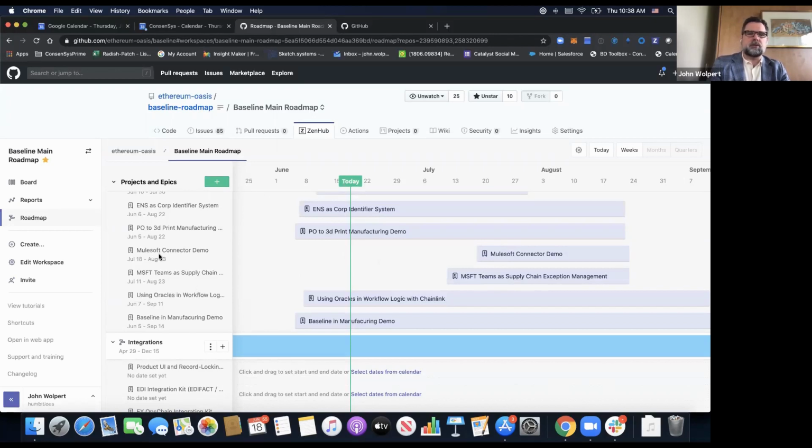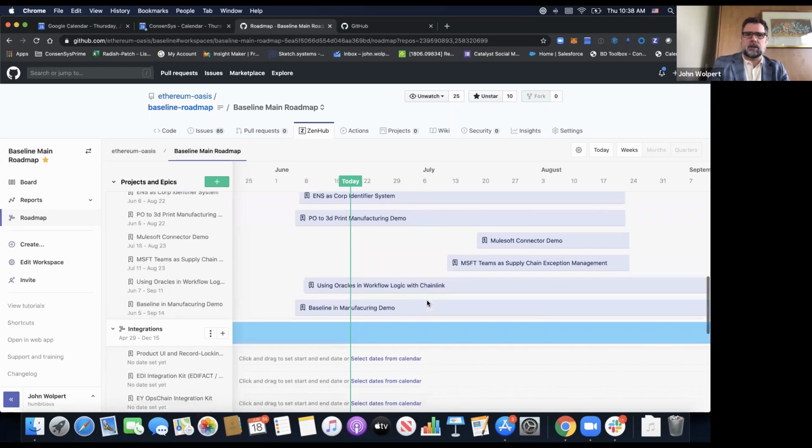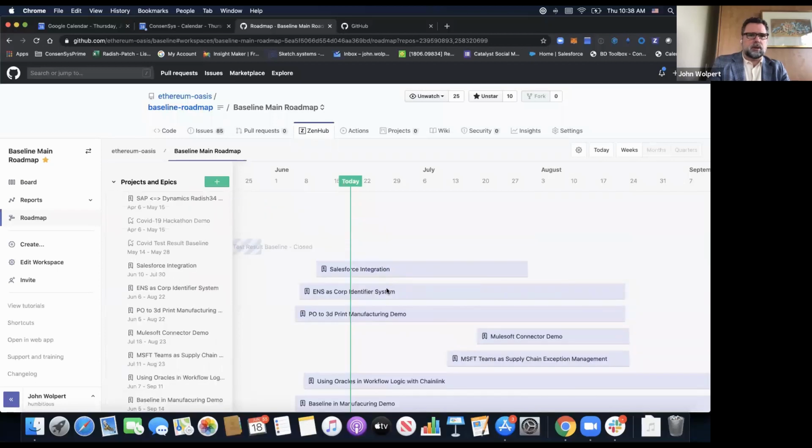By the way, that's very normal thing, right? There's lots of people, lots of different projects that kind of pop up, and then some will go quiescent and some will become big, and there's nothing wrong with that. But that's part of our job here, is to make sure that we keep it clean. Using oracles as a workflow logic with Chainlink, that is now happening, and the Chainlink folks are rigging that up now. And then the manufacturing demo, which we just discussed.